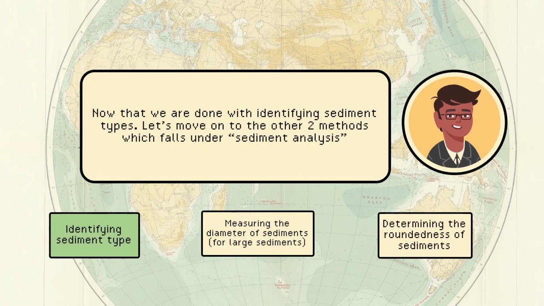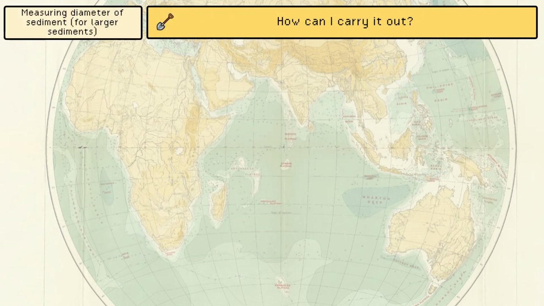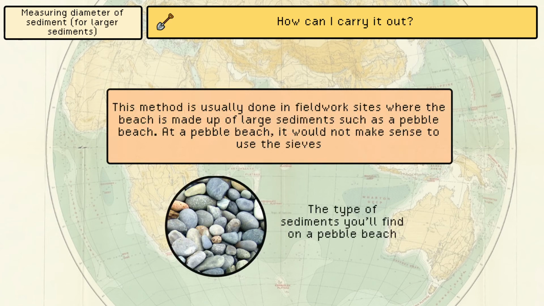Alright, now that we're done with identifying sediment types, let's move on to the other two methods which make up sediment analysis, which is measuring the diameter of sediments and determining the roundness of sediments. So, measuring the diameter of sediments is very, very simple. We don't use this method all the time, but we usually do it in fieldwork sites where the beach is made out of large sediments, such as at a pebble beach. So at a pebble beach, it would not make sense to use a sieve because all the sediments, which are pebbles, would be trapped in the larger sieve. All right.